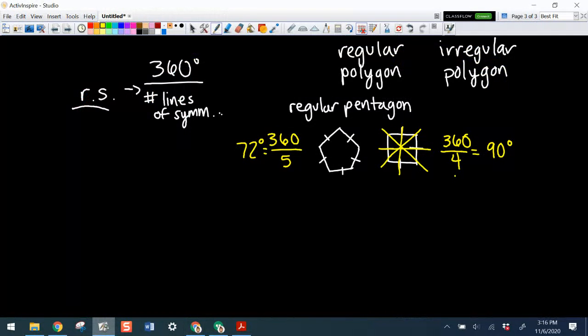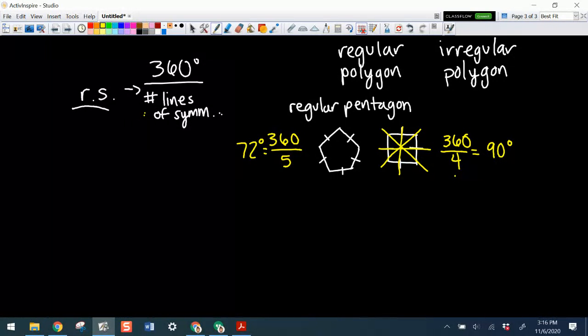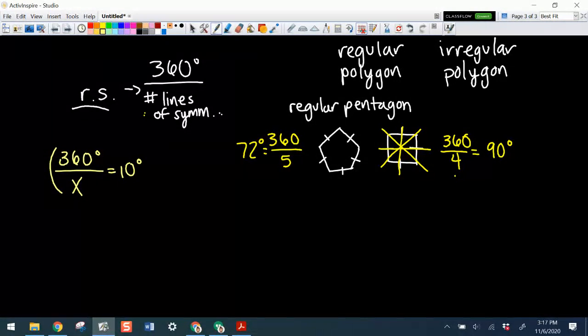So think about it. If it all depends on the number of lines of symmetry, what we're really trying to figure out is, if a full turn is 360, we're trying to find the number of lines of symmetry so that it is a 10-degree angle of rotational symmetry. To solve for this, there's multiple ways, but the easiest way is to multiply both sides by x, where this will cancel. We're left with 360 equals 10x. Divide both sides by 10, and we find x equals 36.